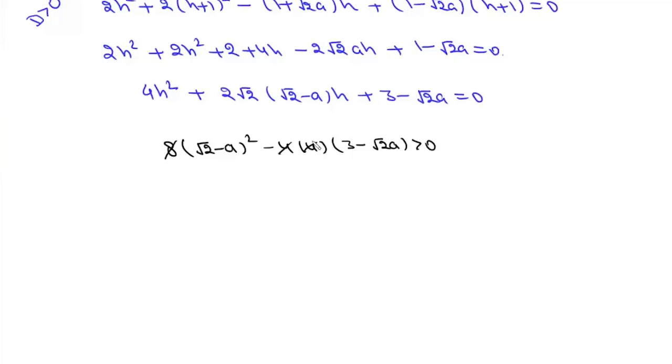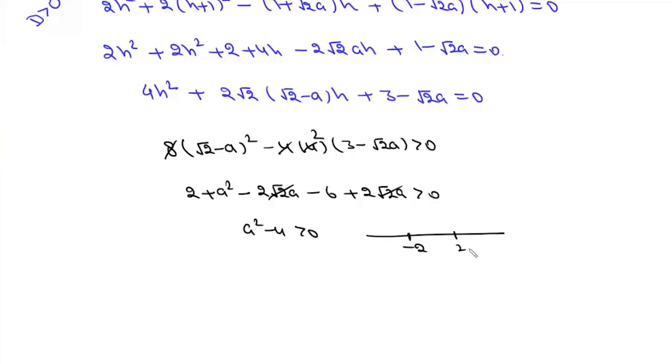Now this 8 will cancel, so we'll have this 2 here. So it will be 2 plus a square minus 2 root 2a minus 6 plus 2 root 2a, and it will be greater than 0. Now this 2 root 2a will cancel. So we'll get a square minus 4 is greater than 0. Now the roots are minus 2 and plus 2, so the signs are plus, minus and plus. We'll need plus. So either a is less than minus 2 or a is greater than 2. So two such chords are only possible if either a is less than minus 2 or a is greater than plus 2.